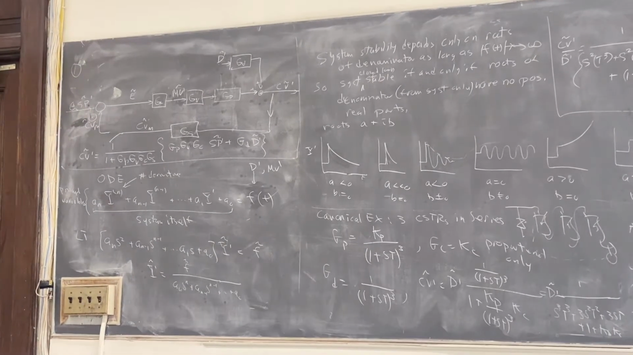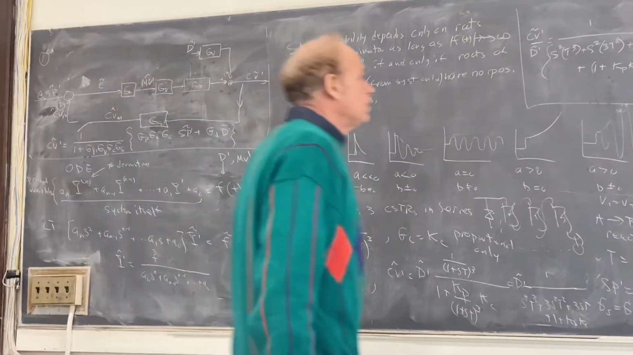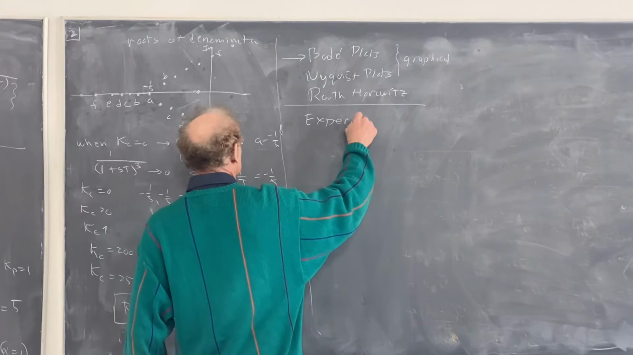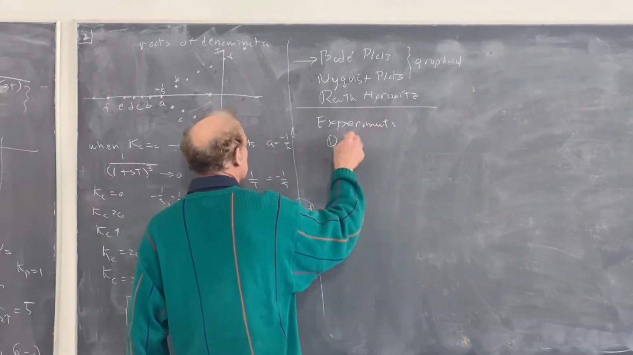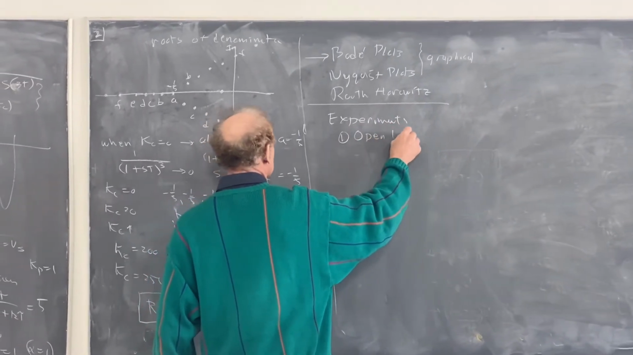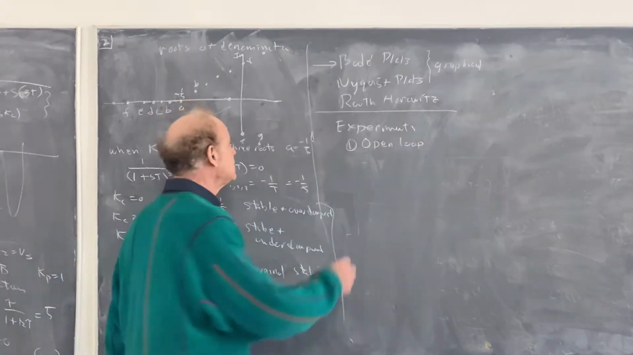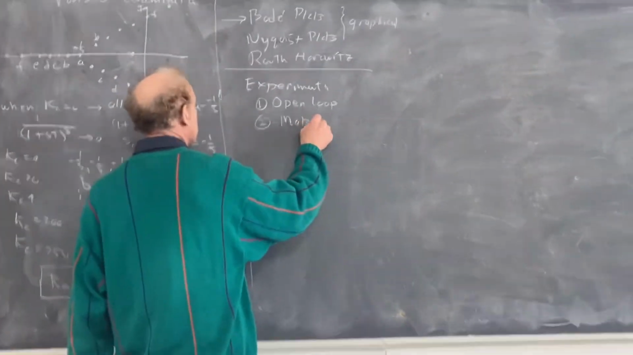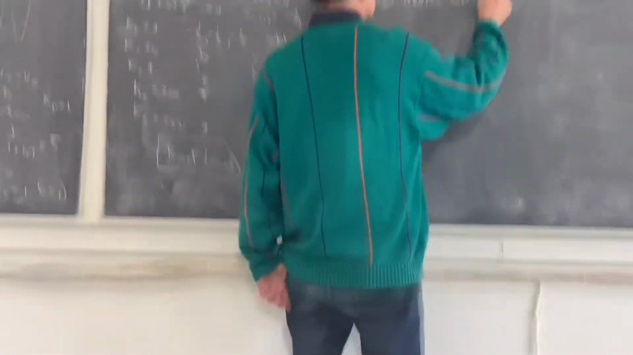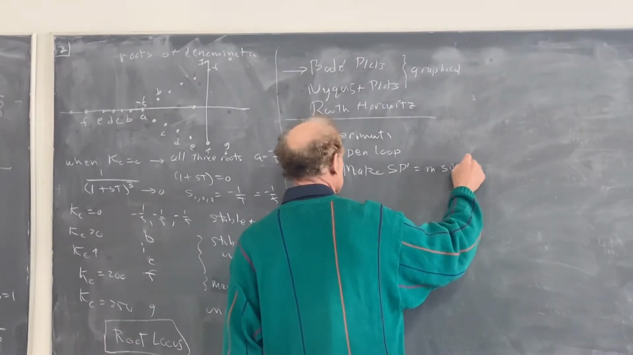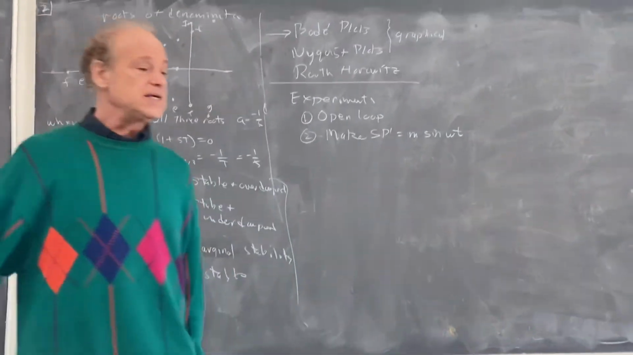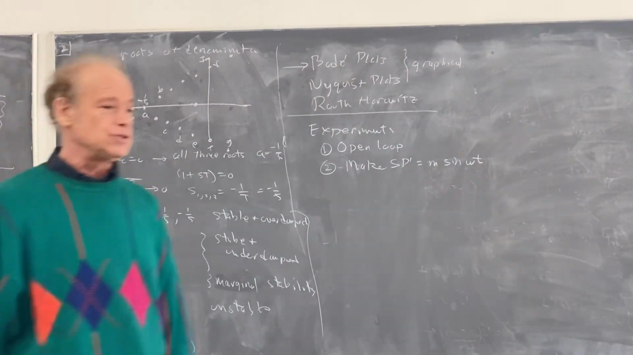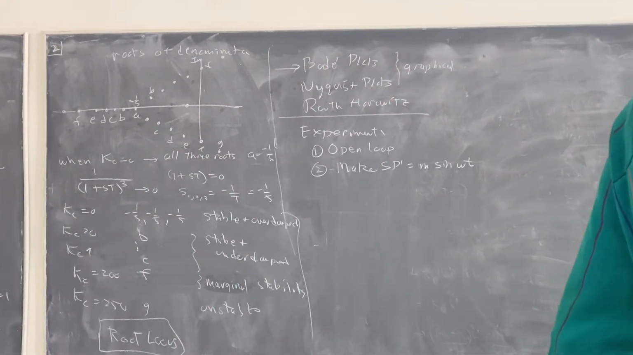So let's consider the following experiment. Step 1, open loop. Step 2, make SP prime equal to M sine omega t. So in this case, I have a sine function coming in. This is pink, might be easier to see than the orange.